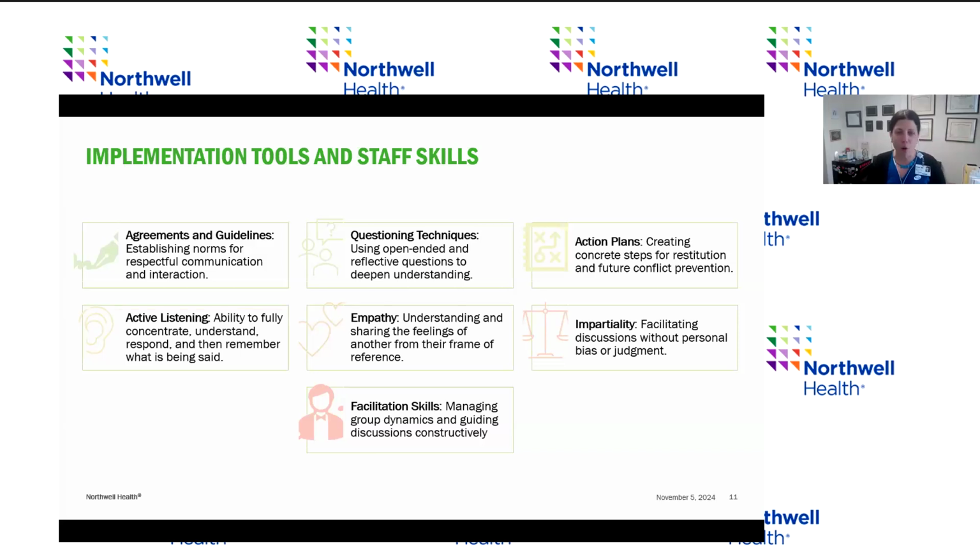Facilitation skills, of course, are a core component that staff needs to help with navigating these conversations, managing group dynamics, and having constructive conversations, redirecting people gently without invalidating them. Those are all skills that are crucial in facilitating what can be a very sensitive discussion.